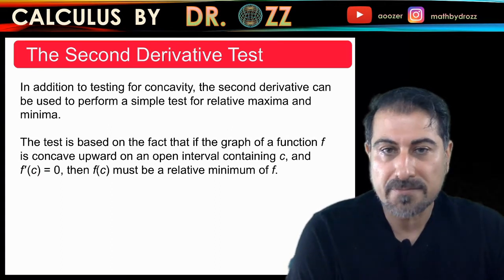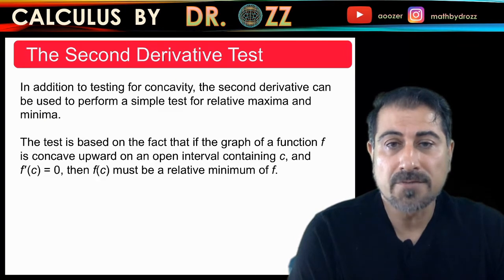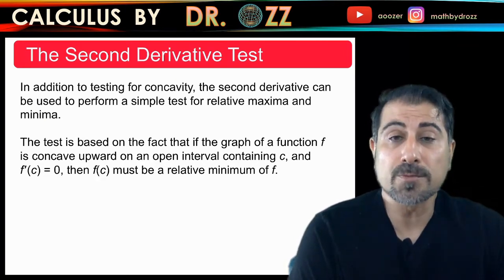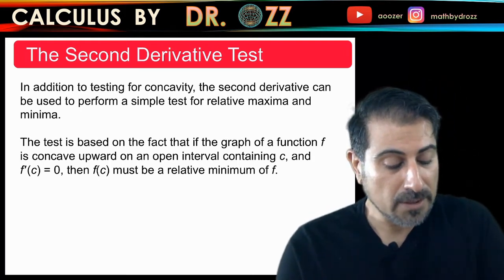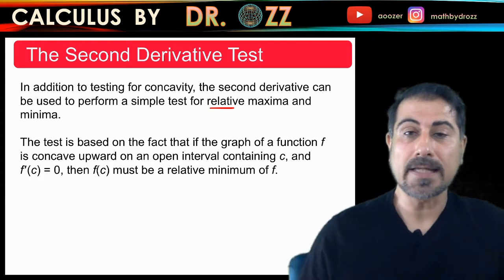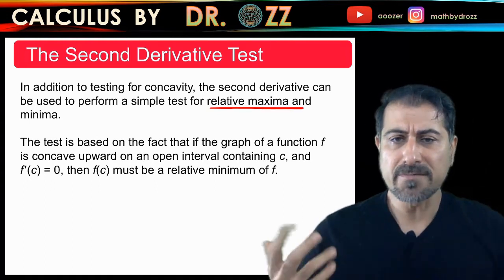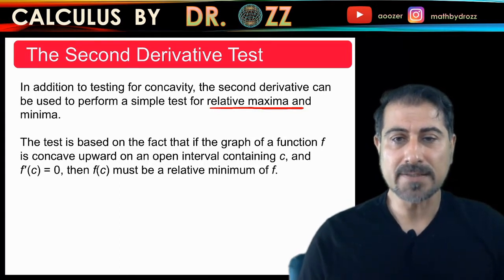So we used, in fact, the second derivative function to determine concavity of the function. In fact, that was the first learning objective. But we can also use the second derivative to find relative maxima and minima, and we need a simple test for that. It's called, in fact, the second derivative test. I'm going to give you the exact description of that in a second.